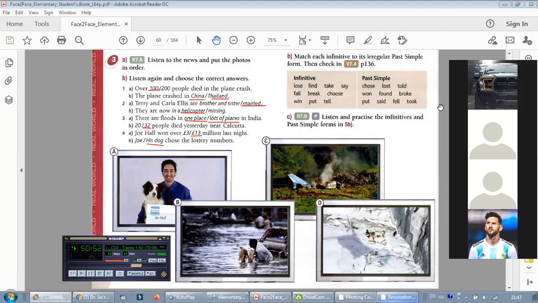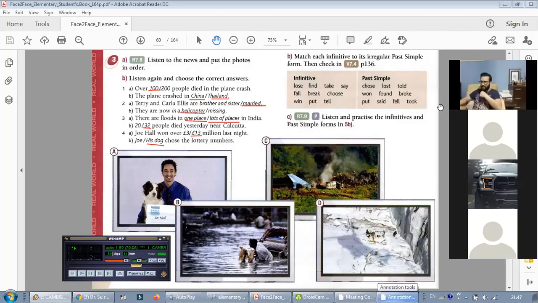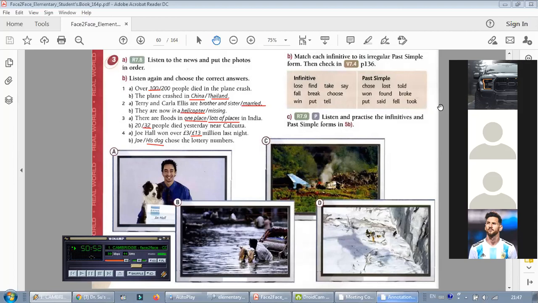Kilani, what do you think? And Najat? China. Why China? Because it was going to Thailand, but it crashed in China. Yes, what did she say? She said the plane crashed only minutes after it took off. What does it mean? Crashed minutes after it took off.